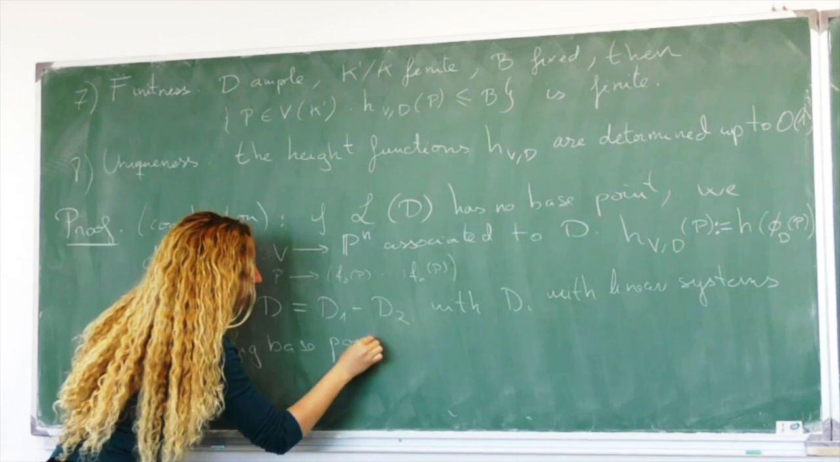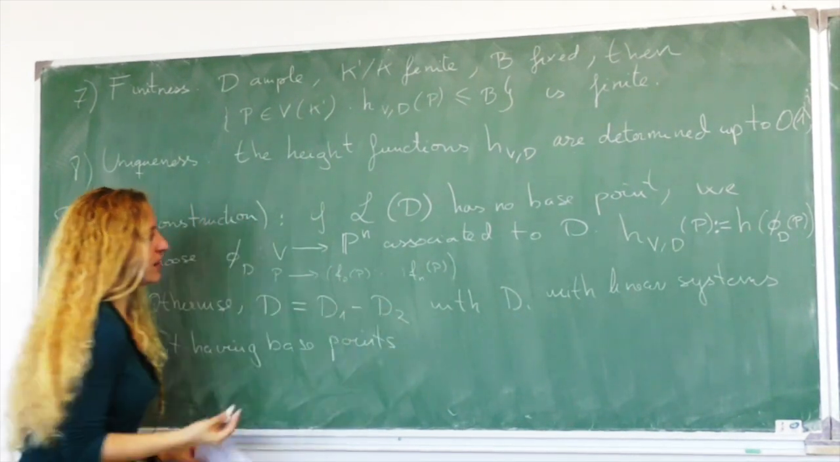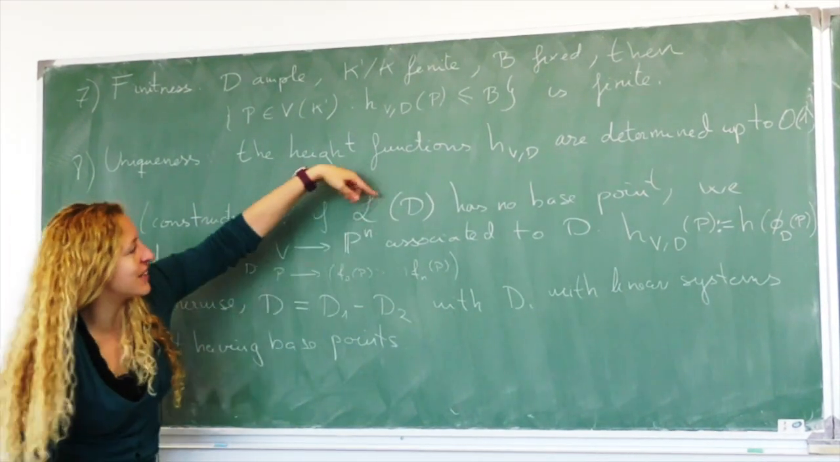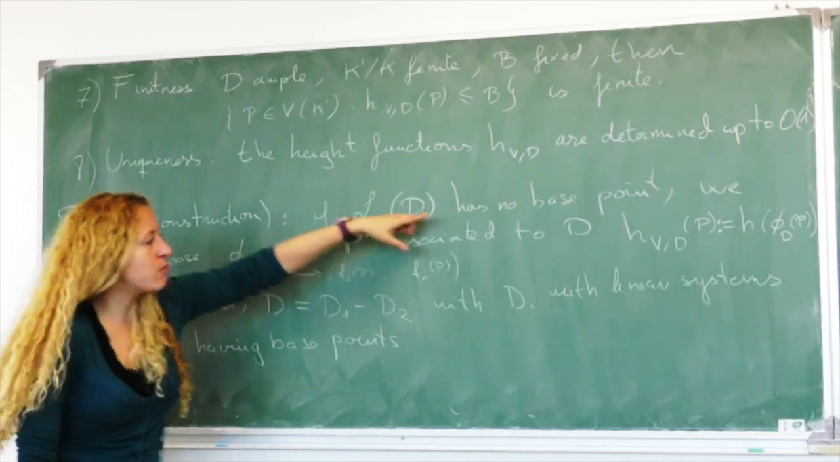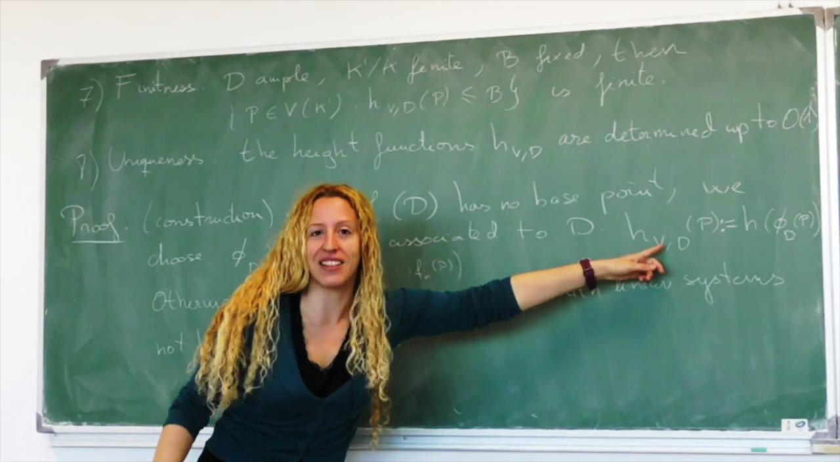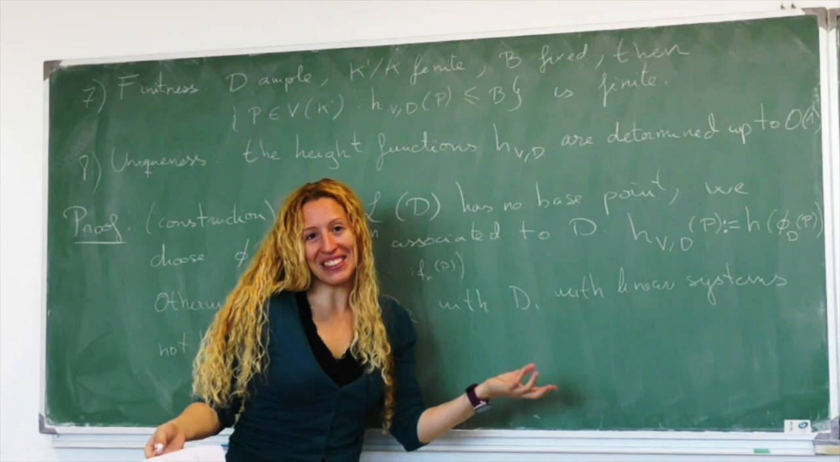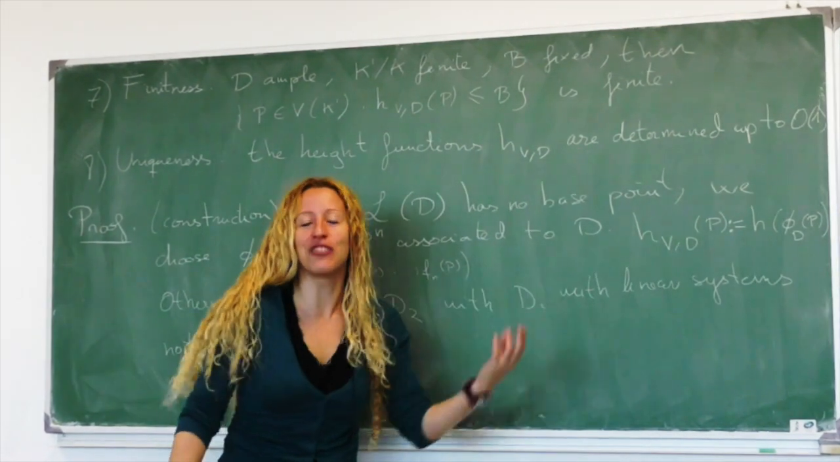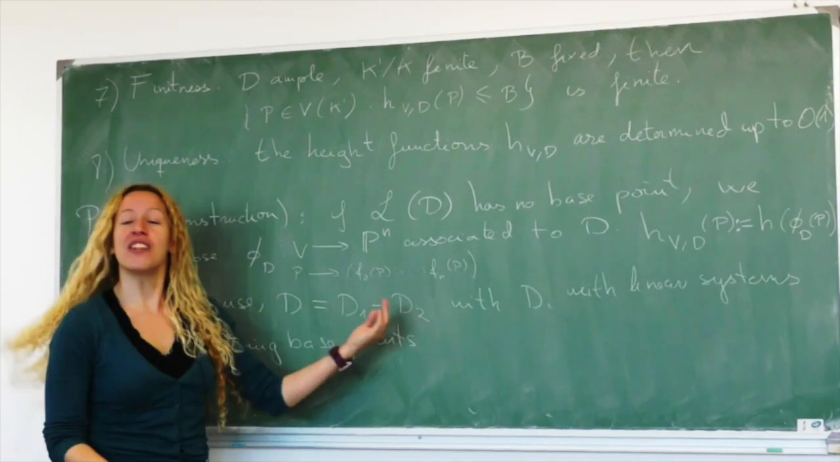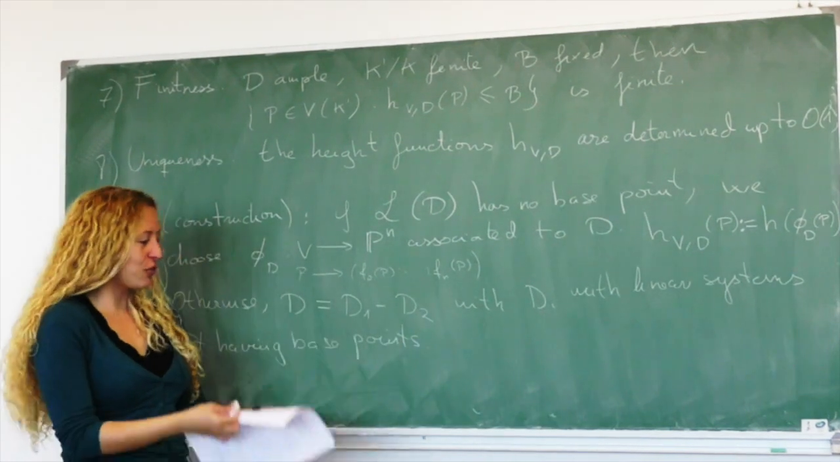So basically, those divisors, D1 and D2, are in this setting. For them, we can define the height like this. And now, of course, we want linearity, right? I mean, we saw the additivity on the height. So there is now a natural way of defining the height for D.